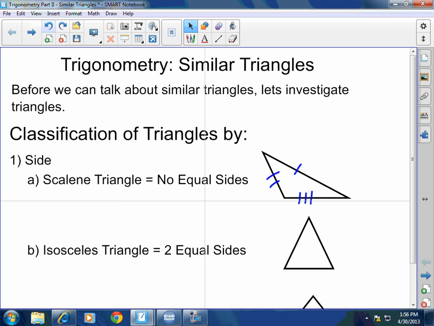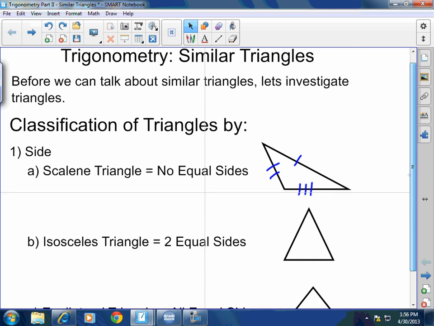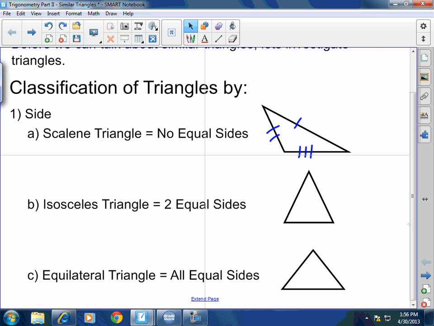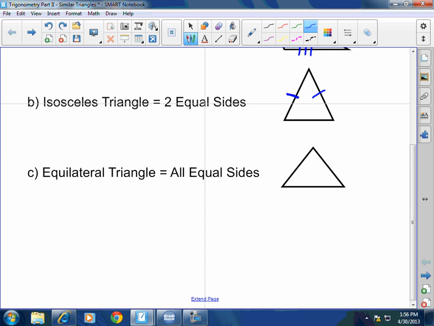For example, let's look at an isosceles triangle. An isosceles triangle is a triangle that has 2 equal sides. So one tick mark, those sides are equal. That is called an isosceles triangle. An equilateral triangle is a triangle that has all equal sides. Done. Okay? That's how you classify triangles by side.